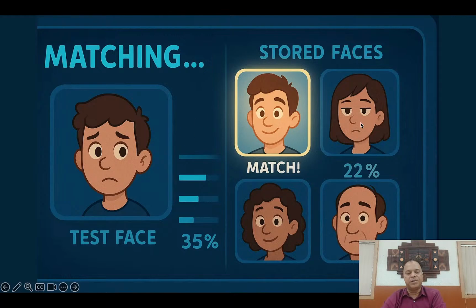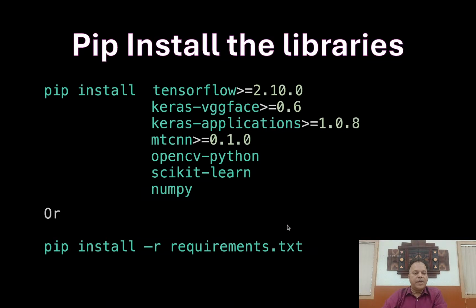Whereas this person is a completely different person. So it's a 22% match. These people, they are also not a match. Yeah? So that's what happens.